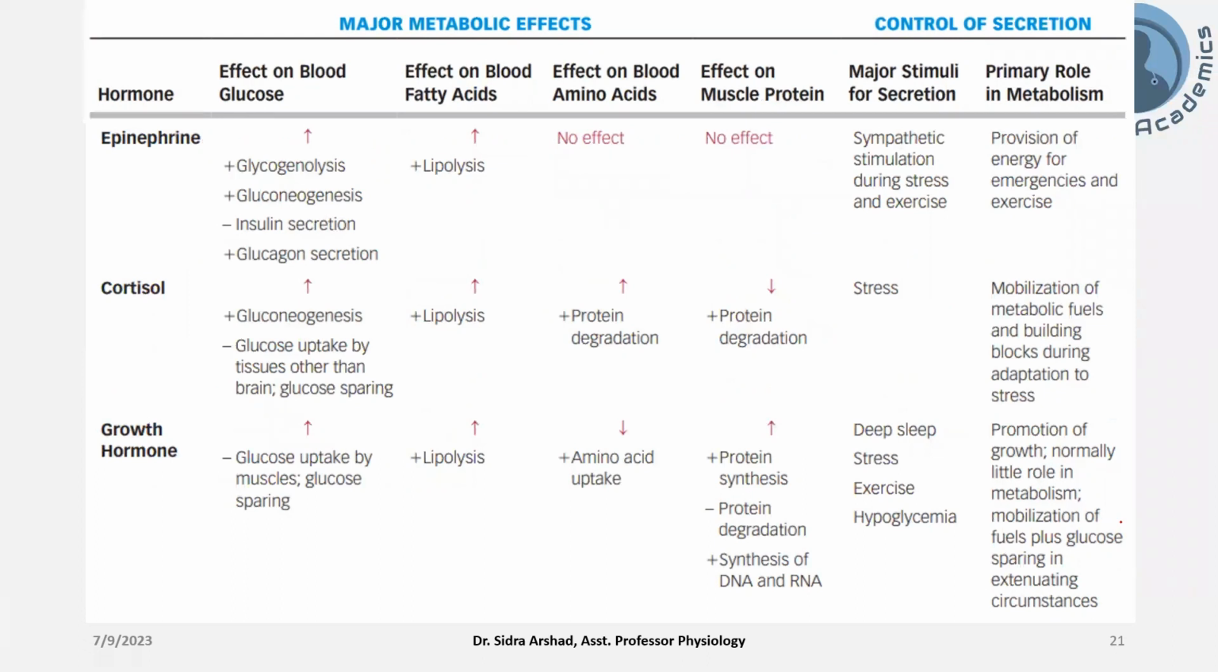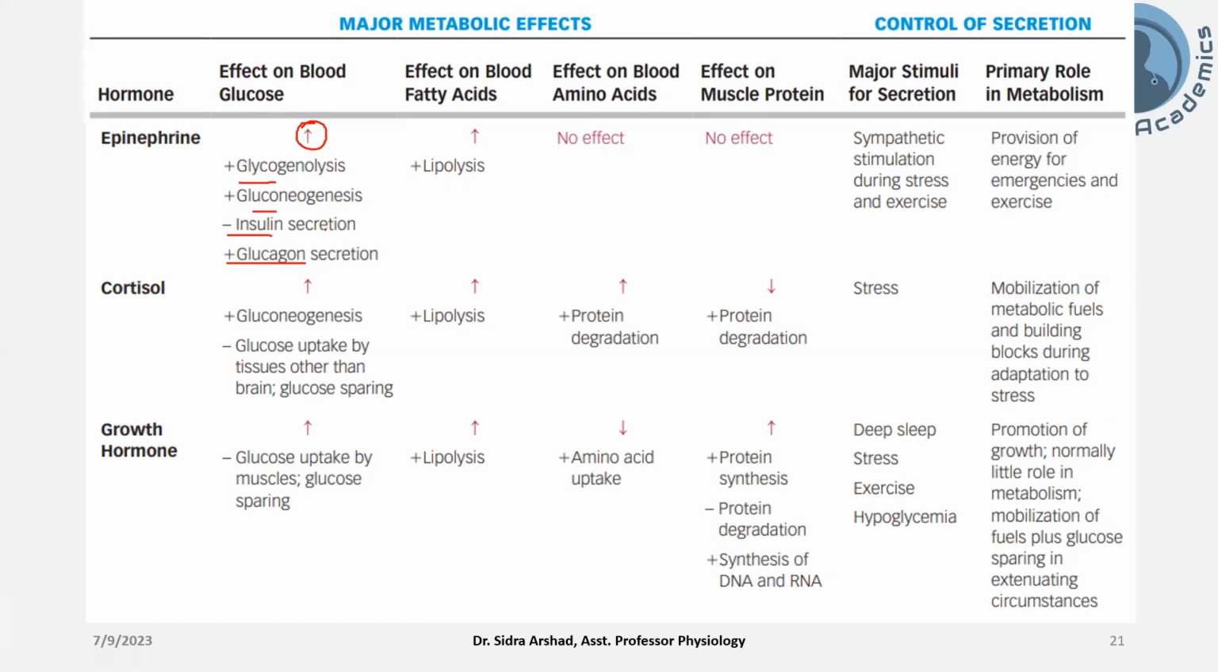Now let's look at the effects of epinephrine, cortisol, and growth hormone. Epinephrine also increases the blood glucose levels. It will be increased in states of emergencies, exercise, and fasting. So epinephrine promotes glycogenolysis, so it makes glucose available. Gluconeogenesis, formation of new glucose, is also promoted. It inhibits insulin secretion and it causes an increase of glucagon. It does inhibit insulin secretion directly.